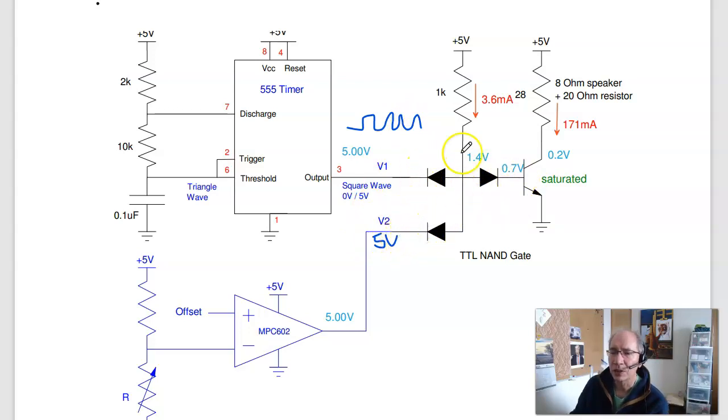When this goes to 0 volts, this diode turns on, this is 0.7, these turn off. So this is my on-off control. 0 volts is off, 5 volts is on.